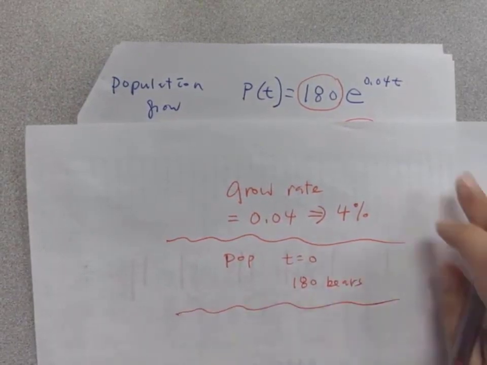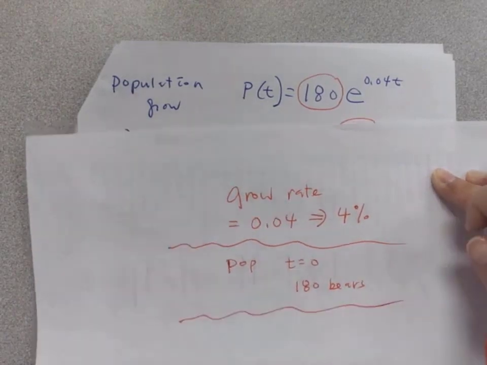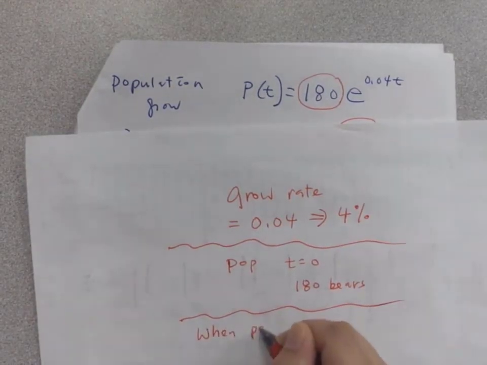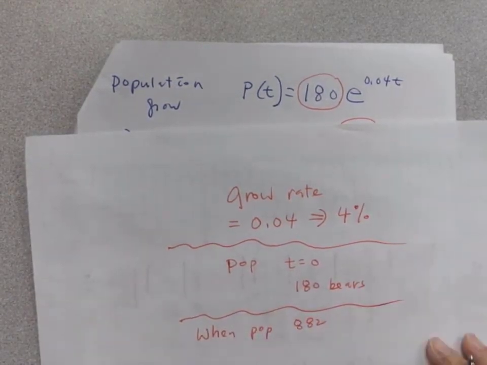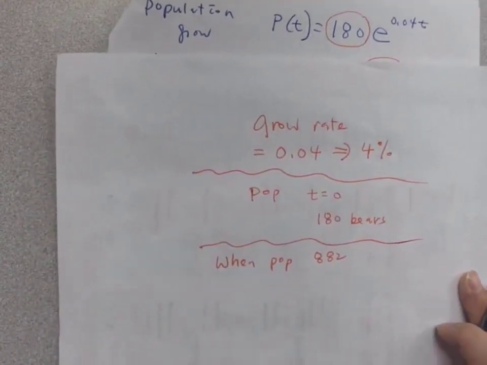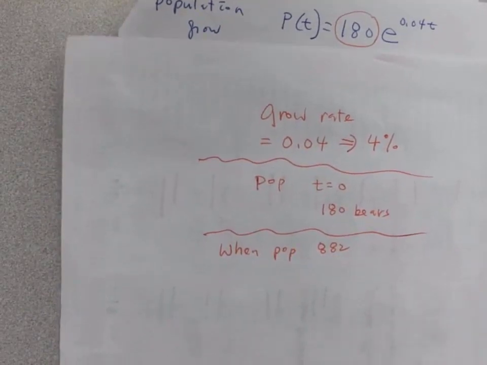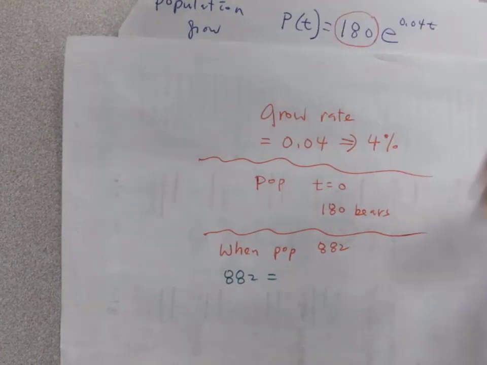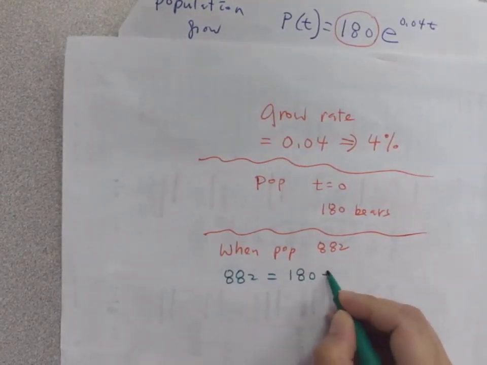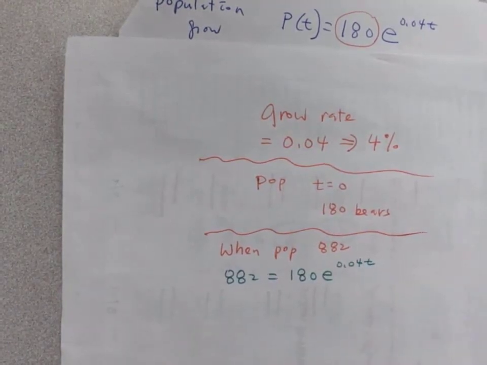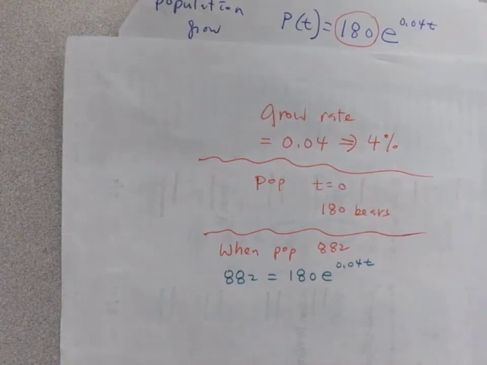Okay, the next one, they want to know when, so it's time, right? When will the population become 882? So let's work on this one. If they want the population to become 882, then we need to set 882, your P of t, equal to your function, 180 e to the power. Okay? You want to go ahead and try it? I want to double check the attendance. Go ahead and try that.